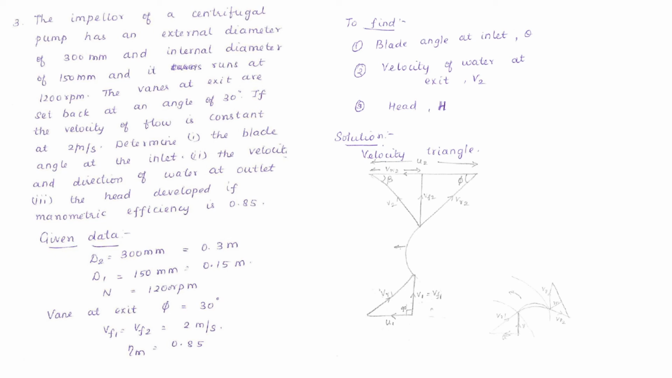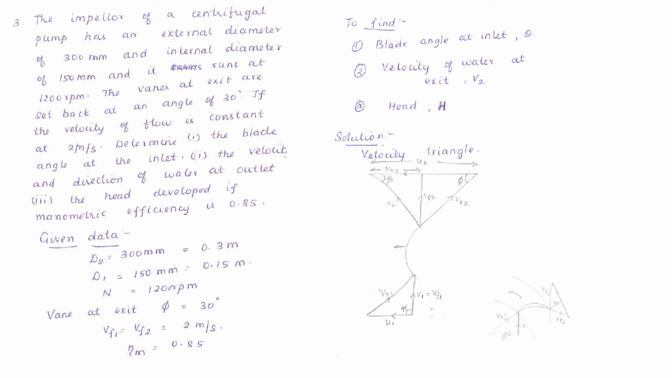And the vanes are set back at an angle of 30 degree. What is that? It is a phi value. Phi value is equal to 30 degree. And the velocity of flow is constant. So Vf1 is equal to Vf2 is equal to 2 meter per second. And manometric efficiency is given, that is eta m is equal to 0.85. So these are the data given in the problem.